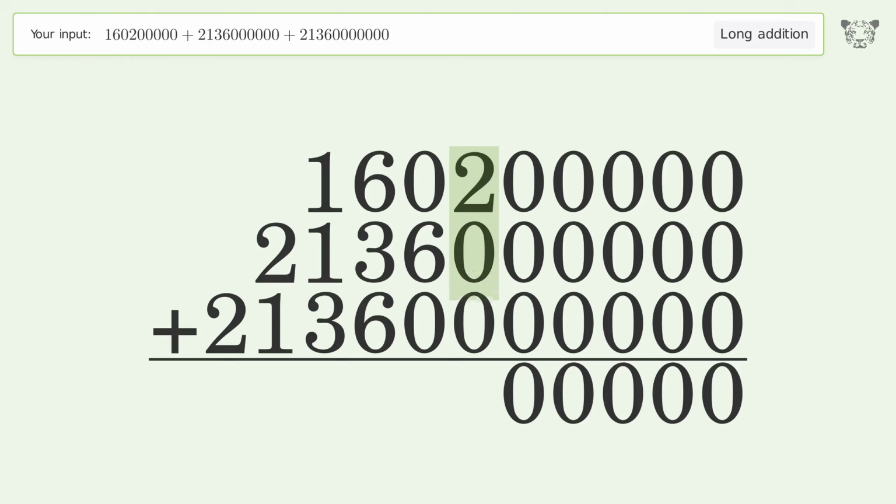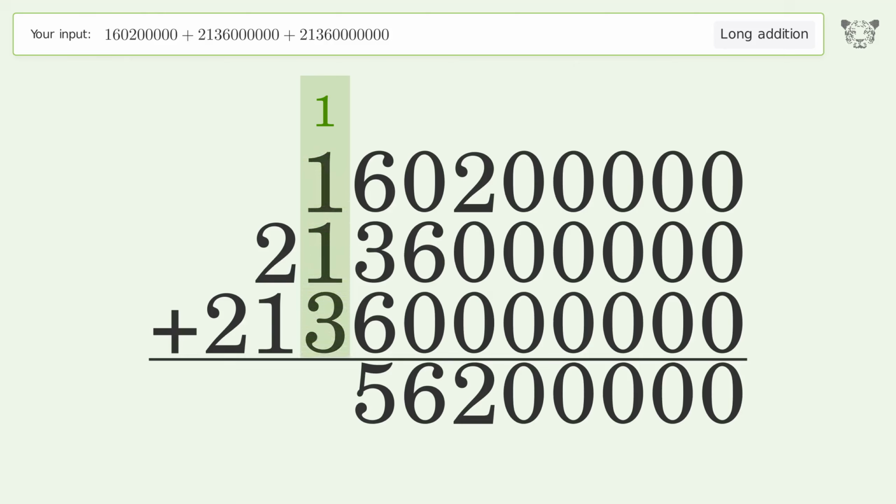2 plus 0 plus 0 equals 2. 0 plus 6 plus 0 equals 6. 6 plus 3 plus 6 equals 15. Carry 1 to the hundred millions place. 1 plus 1 plus 1 plus 3 equals 6.